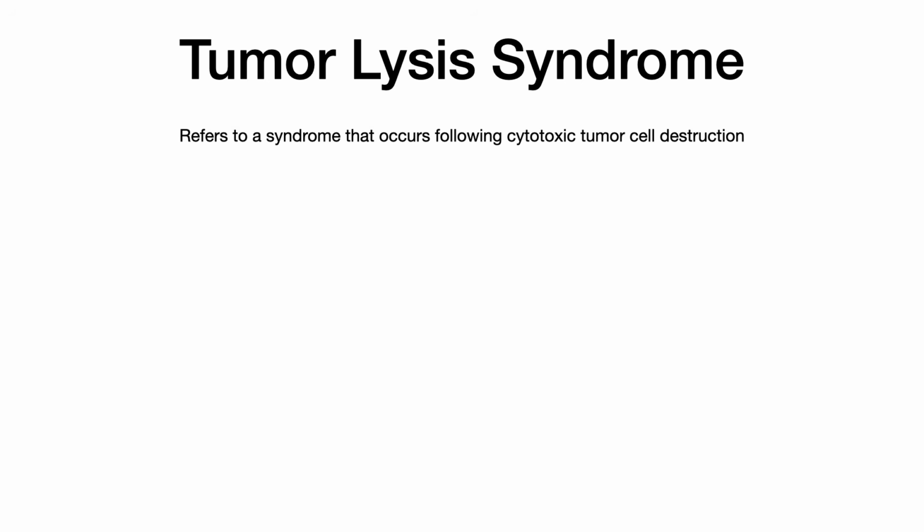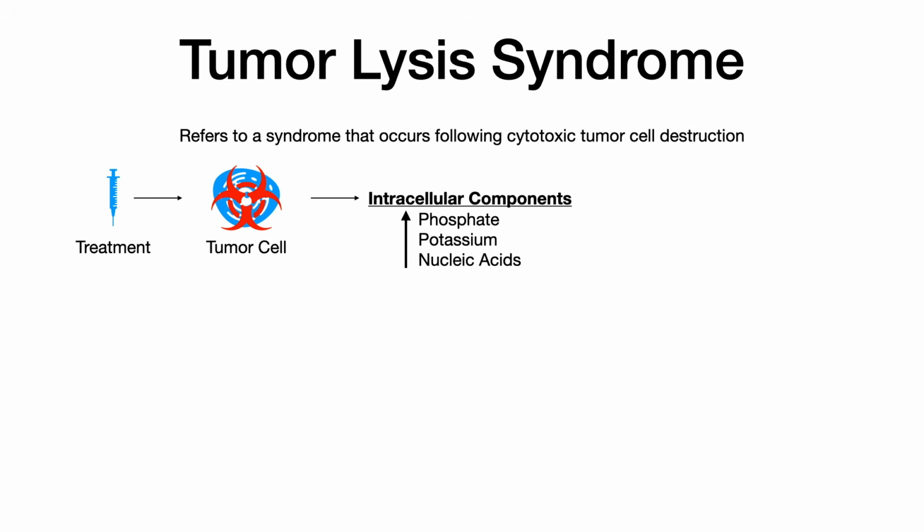So tumor lysis syndrome is a syndrome that occurs after cytotoxic tumor cell destruction. So let's just simplify this. You've got a tumor cell, the patient gets treated, the tumor cell explodes and it releases its intracellular components. It is the release of those intracellular components that causes tumor lysis syndrome. The big three are phosphate, potassium, and nucleic acids.